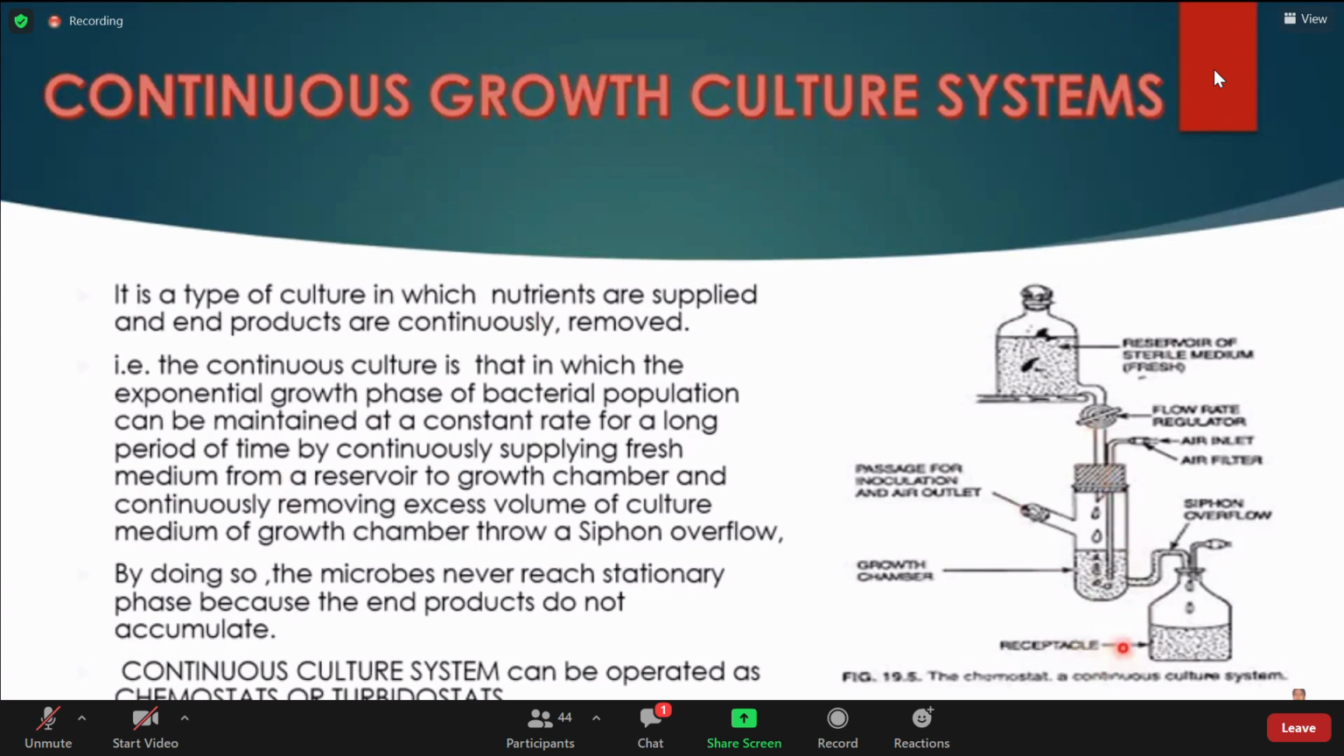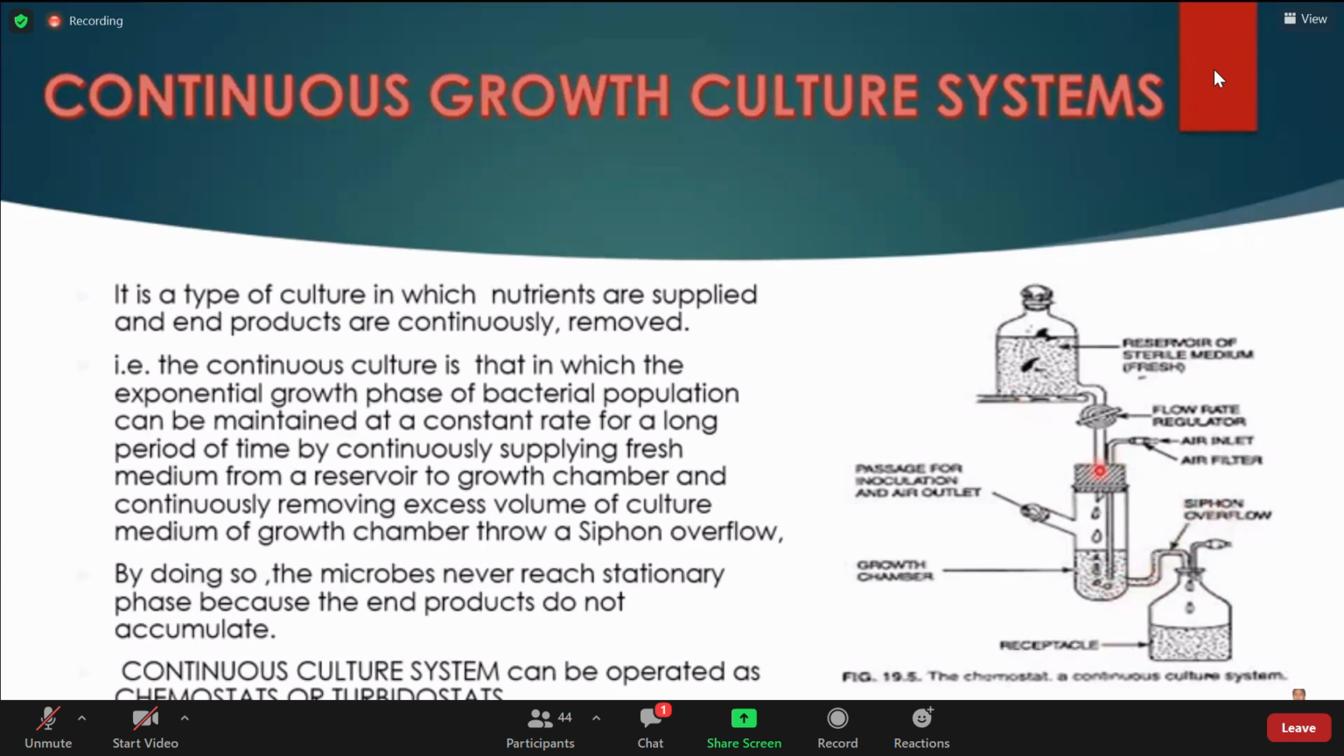So that in which the exponential growth phase of bacterial population can be maintained at a constant rate for a long period of time by continuous supply of the fresh medium from a reservoir. So this is a reservoir of the fresh medium to the growth chamber, and continuously removing the excess volume of the culture medium of growth chamber through a siphon. So this is a tube, siphon overflow.